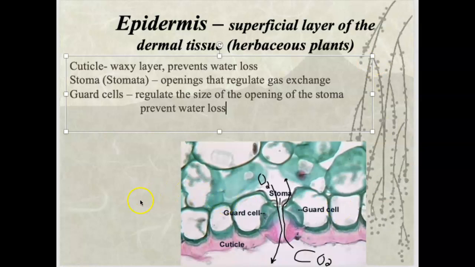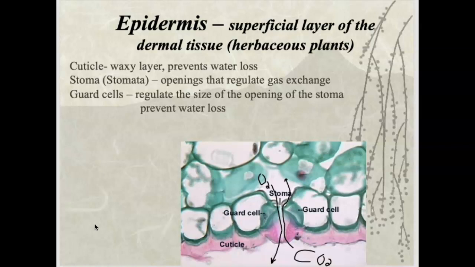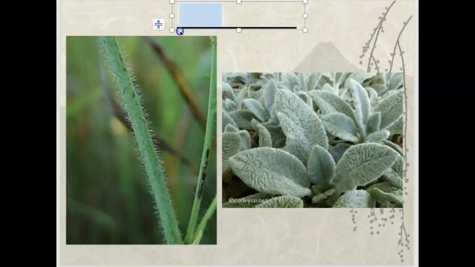So, like I said, when we look at the epidermis, we look at that superficial layer, we're going to see some of these features on different parts of the plant. We can see another feature known as trichomes.